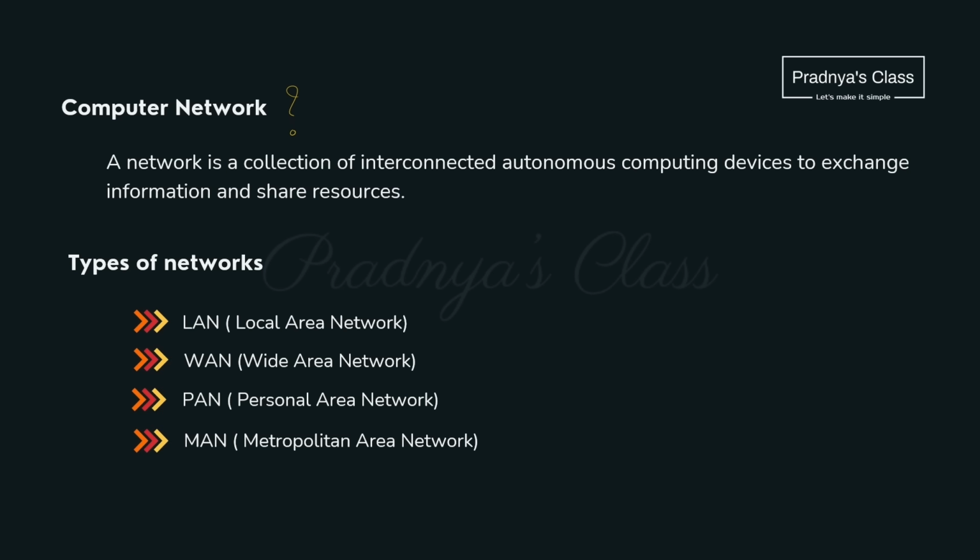Let's start with the definition of the computer network. Network means it's a collection of devices which are interconnected to each other. Why we interconnect them? To share resources as well as information.